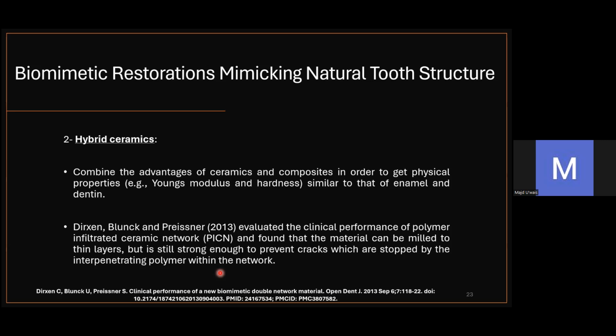Hybrid ceramics are another example of biomimetic materials in which both ceramics and composite combine to make a material that has similar mechanical properties to enamel and dentin, which are the elastic modulus and hardness. Dixon and his colleagues in 2013 evaluated the clinical performance of polymer infiltrated ceramic network and found that the material can be milled in thin layers, but is still strong enough to prevent cracks, which are stopped by the interpenetrating polymer within the network.